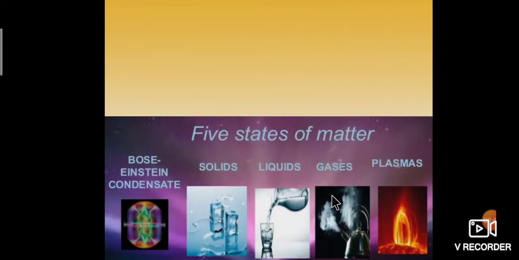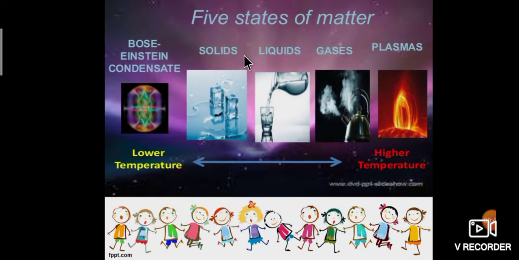In this lesson, we came to know that the states of matter are 5. That is solid, liquid, gas, plasma and Bose-Einstein condensate. See the picture. There are 5 states of matter, from Bose-Einstein condensate with increasing temperature.